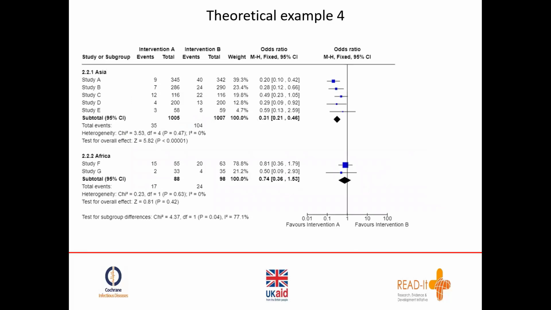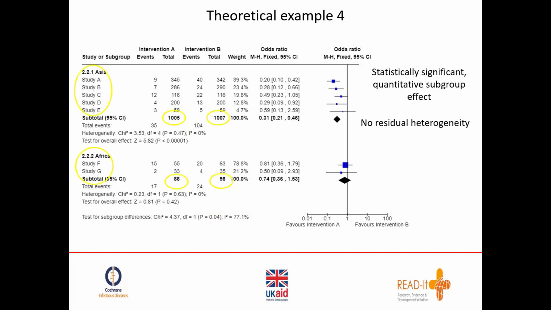So the final theoretical example, we'll look at the p-value first, which suggests a statistically significant and quantitative subgroup effect, as the treatment effects favour intervention A for both subgroups. We have no residual heterogeneity left over. However, the major thing to focus on here is that we have far more evidence for the Asia subgroup than the Africa subgroup. We have over 2,000 patients contributing data to the Asia subgroup and less than 200 contributing to the Africa subgroup. So I would say here that it's highly unlikely that this subgroup analysis can be relied on to produce valid results.